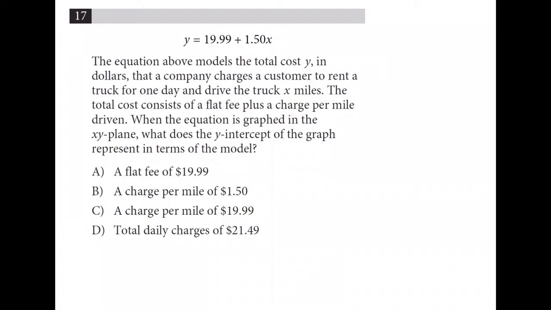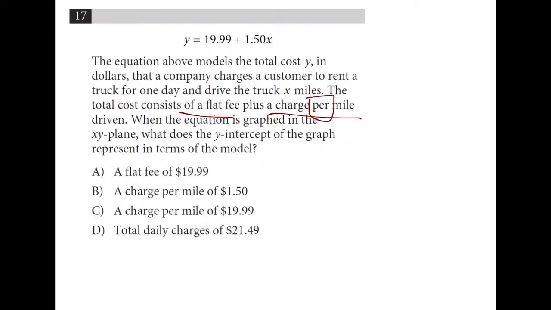Number 17. The equation above models the total cost y in dollars that a company charges a customer to rent a truck for 1 day and drive the truck x miles. The total cost consists of a flat fee plus a charge per mile driven. When the equation is graphed in the xy plane, what does the y-intercept of the graph represent in terms of the model? Well, our total cost has two parts, a flat fee plus a charge per mile.